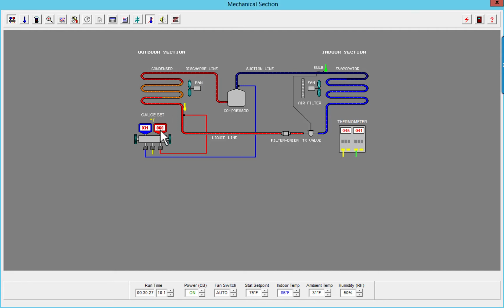I have 60 degrees. My temperature is 45 degrees here. So I basically have a 15 degree subcooling. Is that right? We don't know, because the pressures are too low to tell.